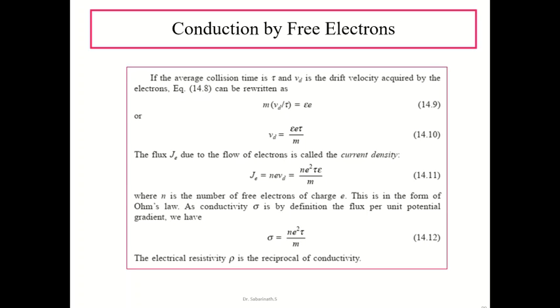So the flux Je due to flow of electrons is called the current density, and Je is equal to N e Vd, which is equal to N e square tau epsilon by m. Here N is the number of free electrons of charge e, and this is a form of Ohm's law. So as conductivity sigma is by definition the flux per unit potential gradient, we have sigma is equal to N e square tau by m. So the electrical resistivity rho will be the reciprocal of conductivity.